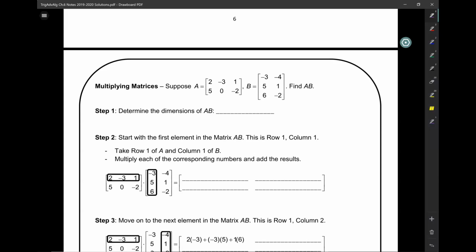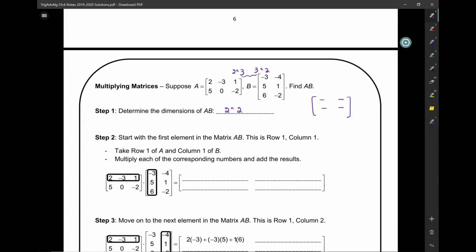All right. So first, we're going to multiply matrix A, matrix B, find AB. We're going to determine the dimensions of AB first, right? So here I have a 2 by 3, and I have a 3 by 2, right? Because these are the same, I can multiply them, and then the product matrix is going to be a 2 by 2. So when I multiply these two, I'm going to get a matrix that looks like this.